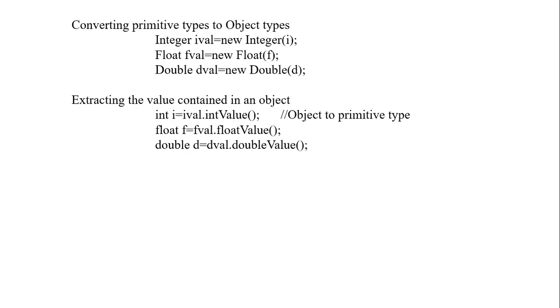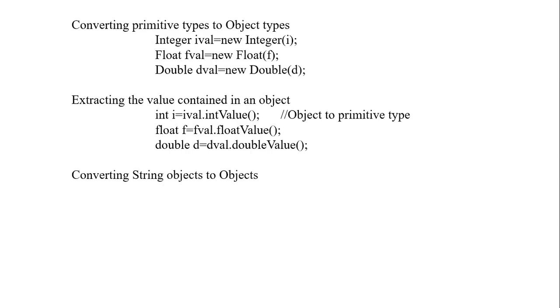Whenever you are writing primitive types, it will always start with a lower case. Whenever you are talking about an object, you will be talking with respect to its class name, so it will start with capital names, right? So this is nothing but unboxing. You have a value in an object that you are putting into a primitive type.